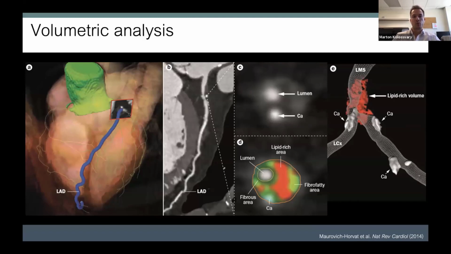Medis provides this software, QAngio CT, which is able to basically quantify coronary artery disease volumetrically, which means that using this software, we are able to identify the coronary vessels and outline the areas which have plaque. And based on the radiodensity of these areas or volumes, we can characterize plaque tissue components. And as you can see here, based on this, we can identify high lipid-rich areas, fibrofatty areas, or calcium. And we can also visualize this in 3 dimensions.